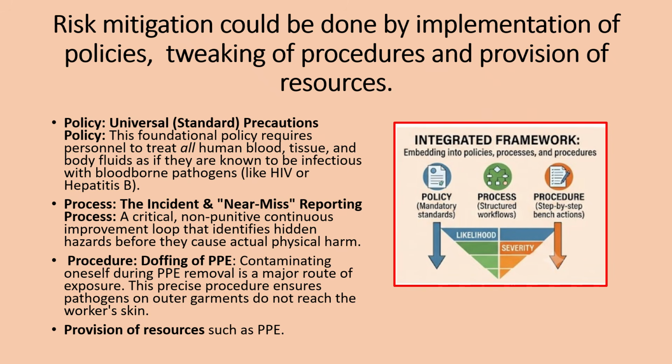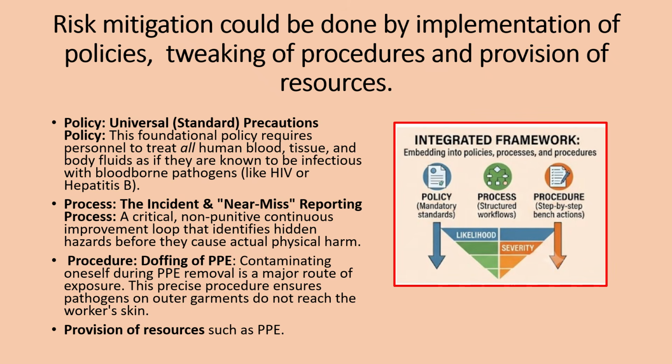Risk mitigation could be done by implementation of policies, tweaking of procedures, and provision of resources. Example of a policy: use of universal or standard precautions. This foundational policy requires personnel to treat all human blood, tissue, and body fluids as if they were known to be infectious with blood-borne pathogens like HIV or hepatitis B.